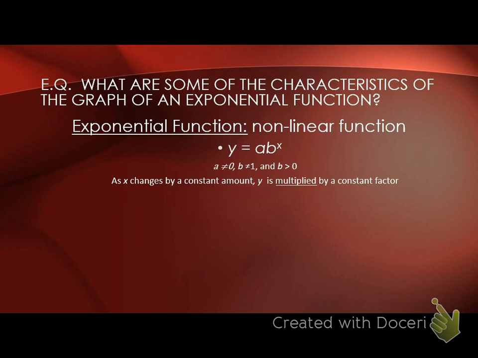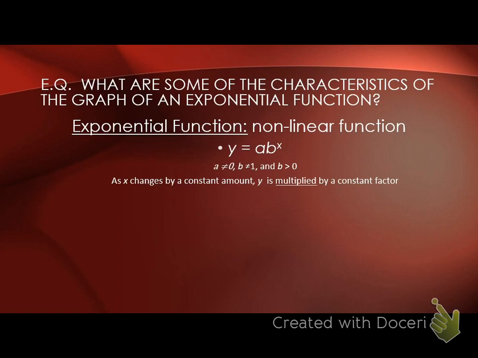Now, look at the stipulations. A cannot equal 0, ever. B cannot equal 1. And b is going to be greater than 0. Now, we know 1 is greater than 0, so that's why we've got to remember b can't be 1.